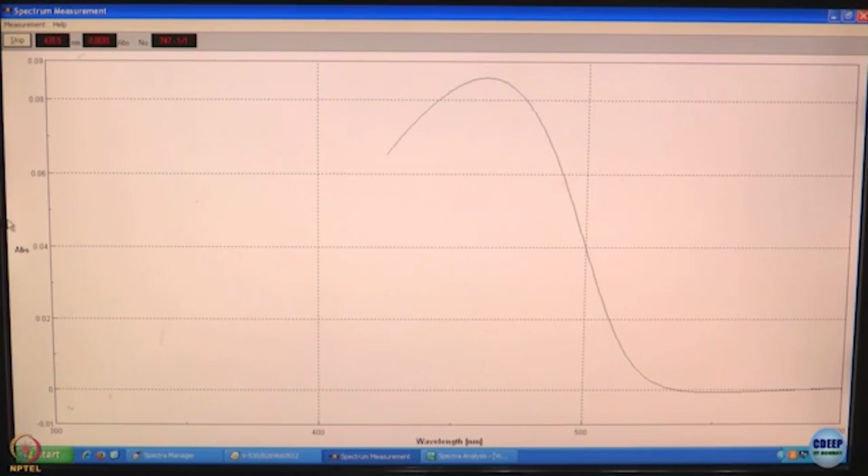It occurs at about 430 nanometer or so, and if you note the y axis, it is about 0.08, which means our sample is very, very dilute. You can do an easy calculation. Assuming the epsilon to have a value of 20,000, you can calculate what kind of concentration it is using Lambert-Beer's law, absorbance equal to epsilon Cl.